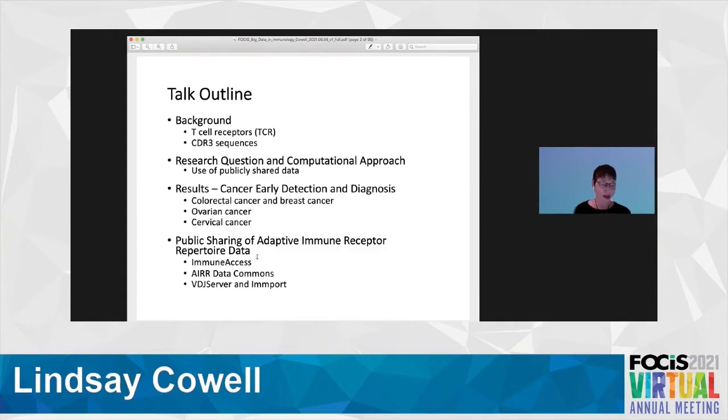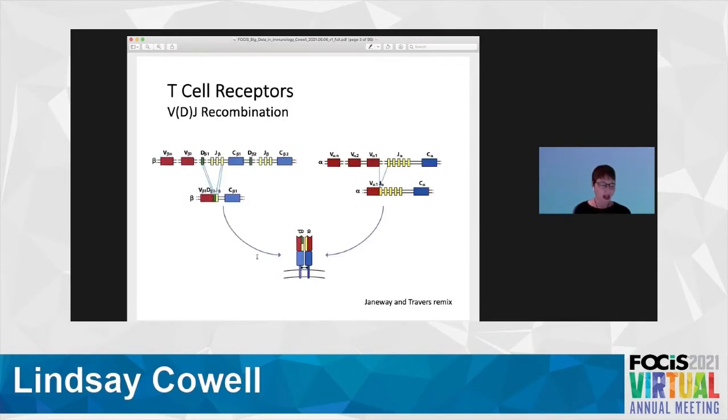And then I'll introduce our research question, describe our computational approach, and show the results that we have within one specific application area, and that is in exploring the potential utility of T-cell receptor repertoire-based biomarkers for cancer early detection and diagnosis. And then hopefully I'll have time to end in the spirit of this session by talking about public sharing of adaptive immune receptor repertoire data.